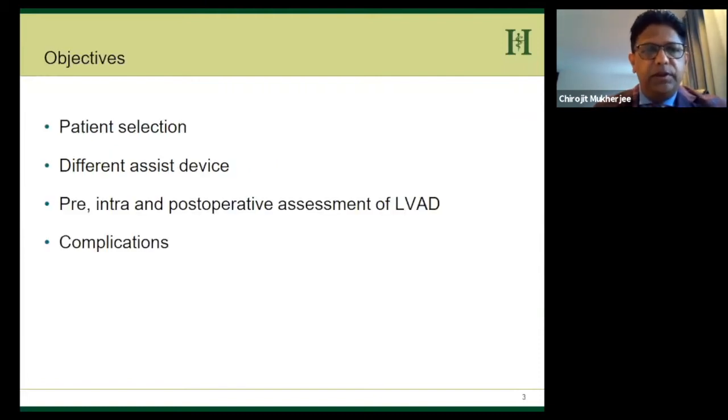The objectives and the agenda for today are going to be briefly describing the patient selection, what are the different LVAD devices presently on the market and how they are used, and we have to have a little bit of detailed discussion on the pre-, intra-, and post-operative assessment of LVADs, and obviously the complications and limitations of LVADs.